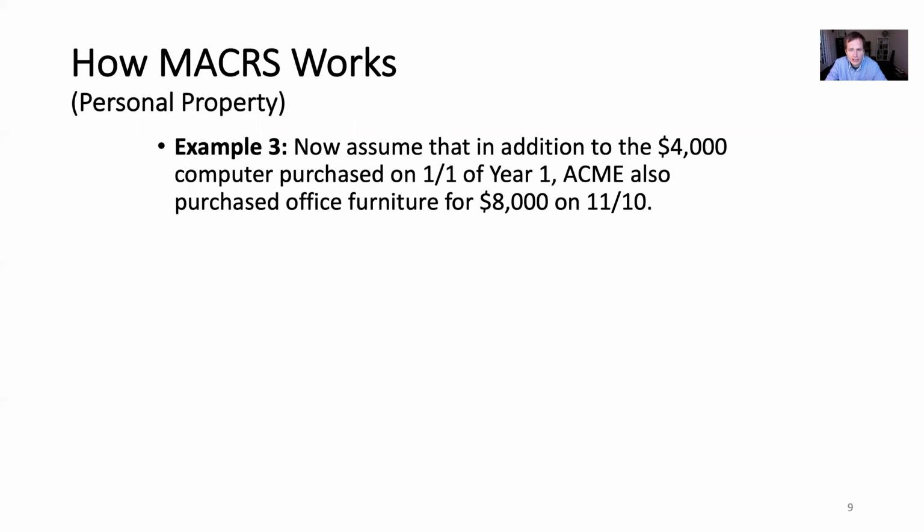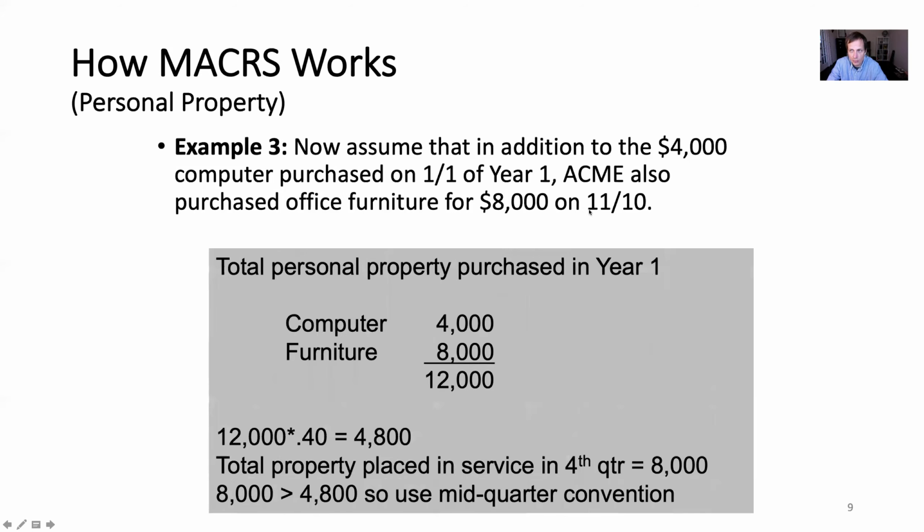And assume that in addition to the $4,000 computer they purchased on January 1st, they also purchased office furniture for $8,000 on November 10th. Now what should pop out to me is that they've purchased an asset during the 4th quarter. That triggers me to think whether the mid-quarter convention applies. I can eyeball this one, that it does. But to be very clear, their total value of property placed in service during the year, the computer plus the furniture, is $12,000.